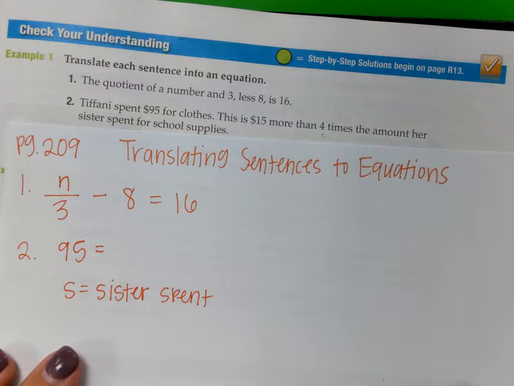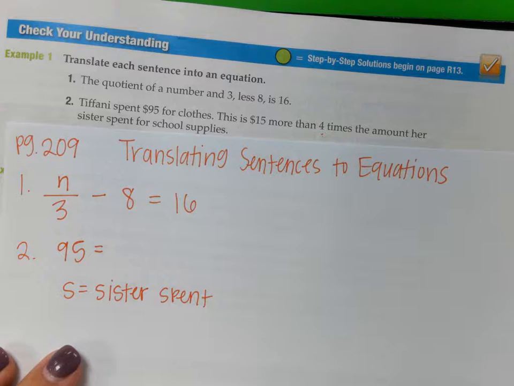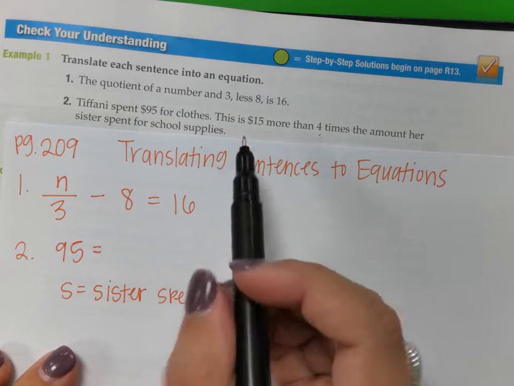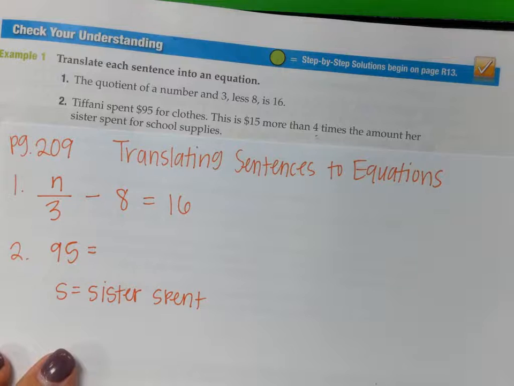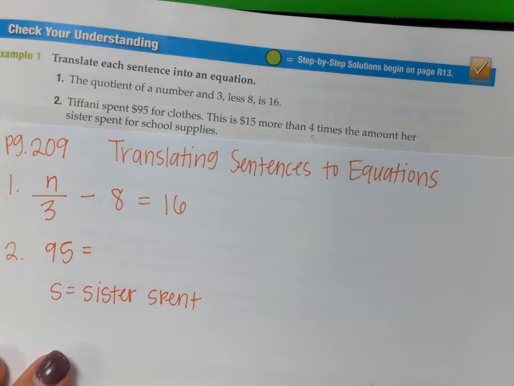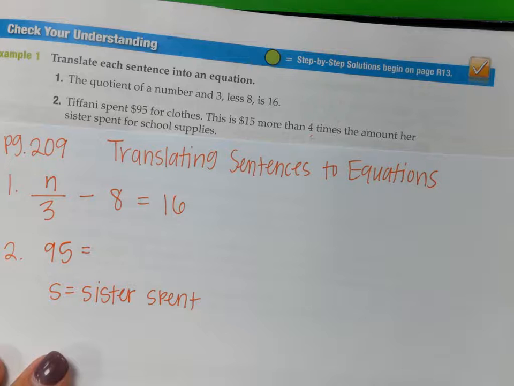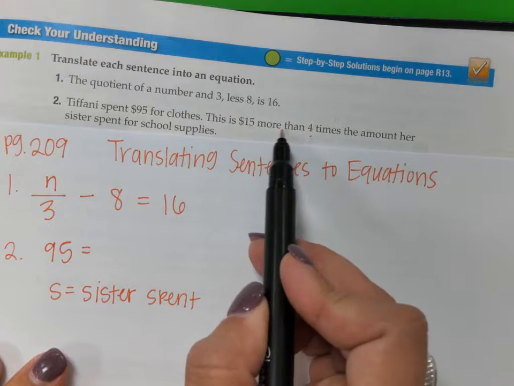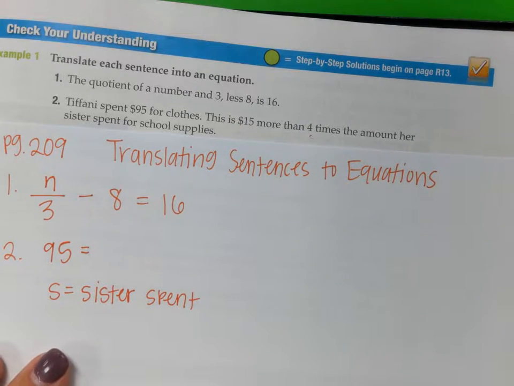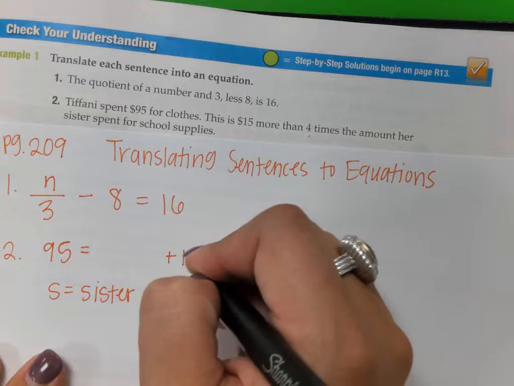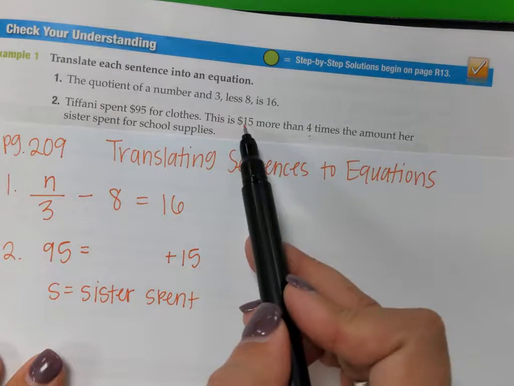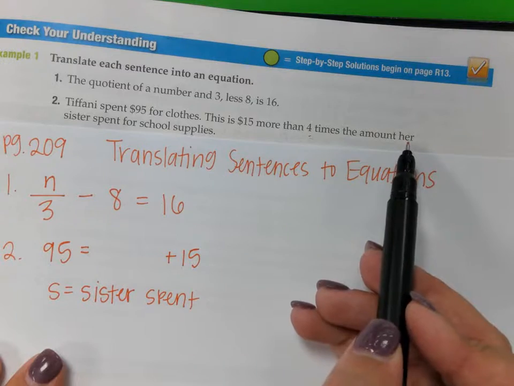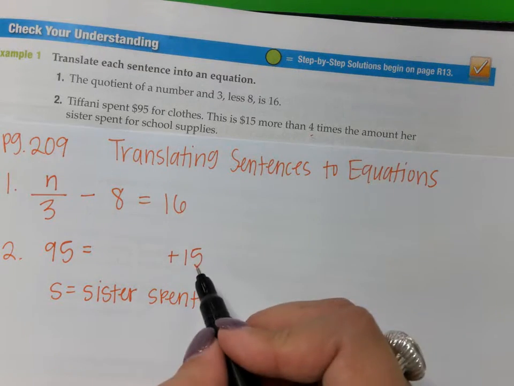I mean, you're defining a variable. So you can. I guess you don't have to. So if it's telling me that this is 15 more than, what does more than tell me? Plus. Plus, but what does that than, more than, tell me? It tells me to flip it. That's a turnaround word. So that means 15 more, so plus 15, that's going to go at the end of my equation. Because I'm flipping this around. So 15 more than 4 times the amount, that's going to be flipped around. So I know 15's at the end.